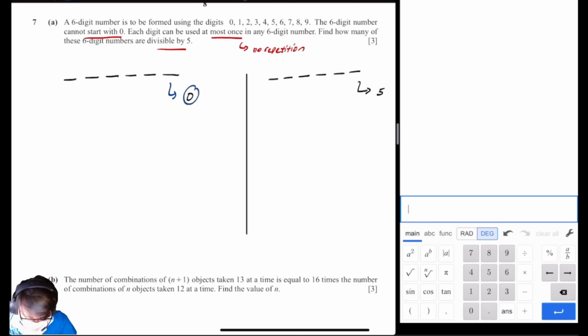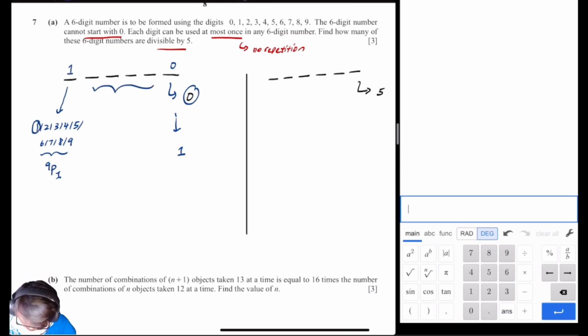So after we put 0, the 0 is fixed here, so we just mark it as 1. Now, how many more numbers to choose from? We can choose 1 to 9, so there are 9 numbers to choose from: 9P1. We just select one number and put it here. So let's say I've chosen 1. How many more numbers can I choose to put in the 4 columns here? That would be 8P4, since I already wrote 1, so there's 1 less number to choose from. So 9 multiplied by 8P4.